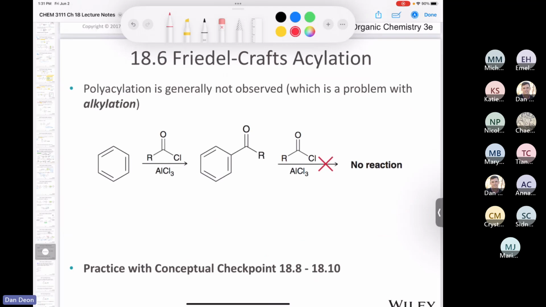It says polyacylation is generally not observed, which is a problem, as we saw with alkylation. The reason why it doesn't happen is because once you install the acyl group, this is deactivating. It pulls electrons away from the ring, and so it renders the ring a really weak nucleophile. It becomes a really poor nucleophile, so you can kind of remember that. But again, in this class, we're always going to assume monoalkylation and acylation anyway, right? That's what I told you.